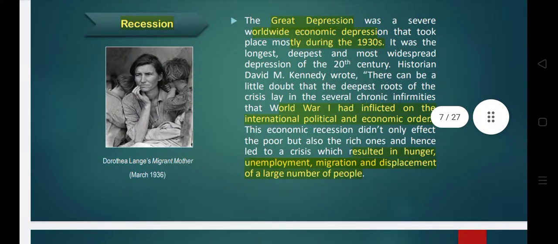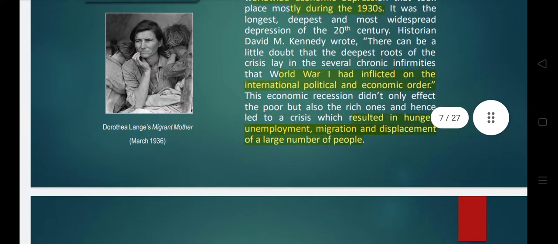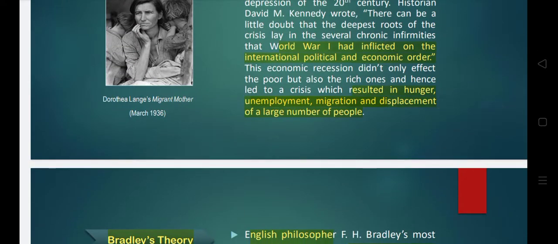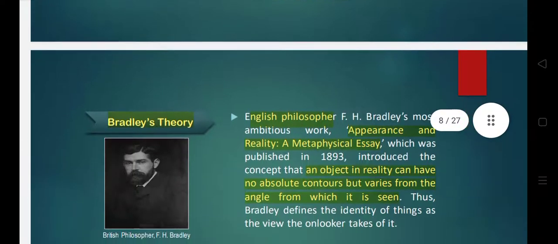Now another important factor, that is recession. The Great Depression was basically a worldwide economic downfall, an economic depression during the 1930s, and the whole world suffered from it. This happened because of the effects World War One inflicted on international politics and the economic order, and it resulted in hunger, unemployment, migration, and displacement of a large number of people.